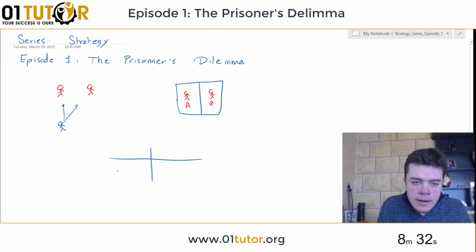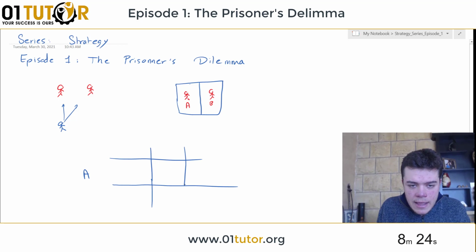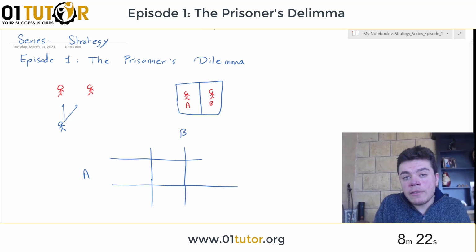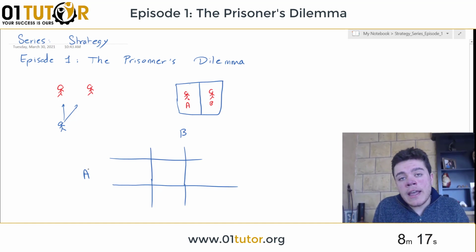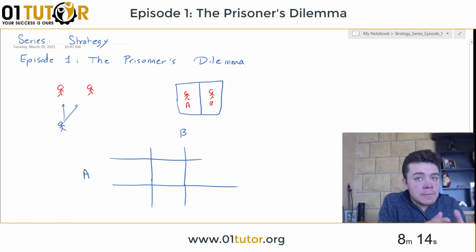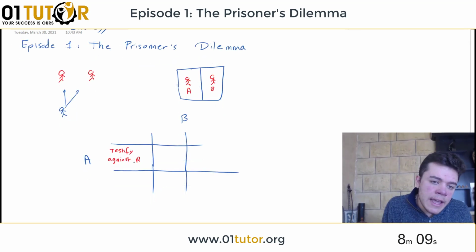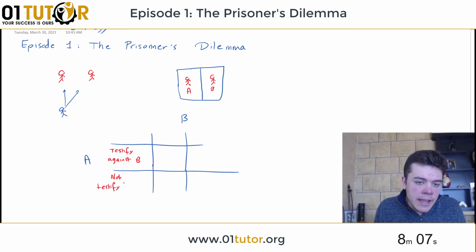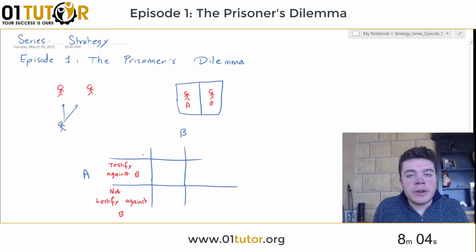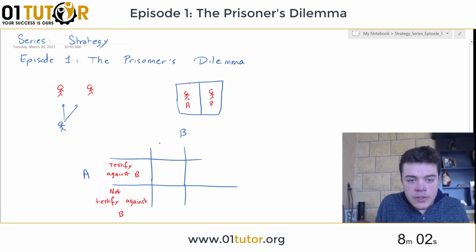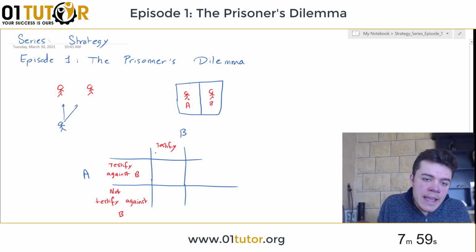So if we put a table in here, with prisoner A here and prisoner B here, let's make the table bigger. For each prisoner there is one of two choices. For prisoner A, there are two choices: either he testifies against B or he doesn't testify against B. So let's put in here testify. Same thing goes for prisoner B, who has two options: either testify against A or not testify against A.